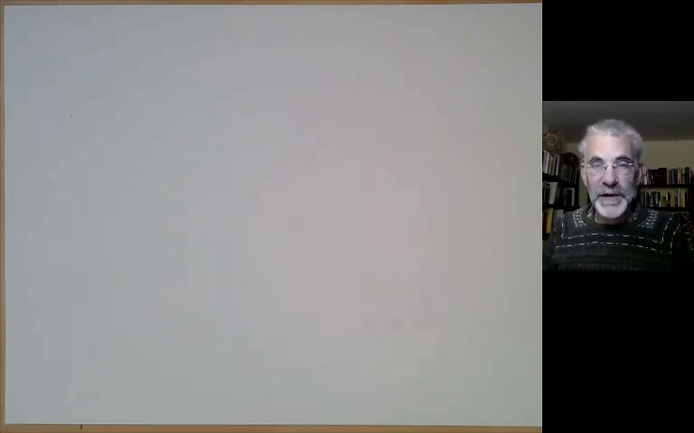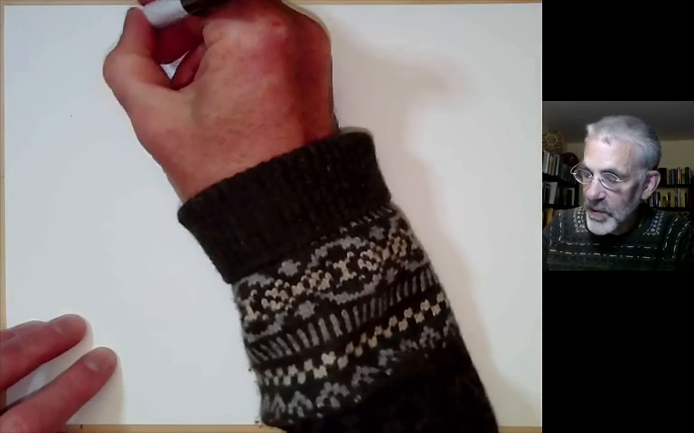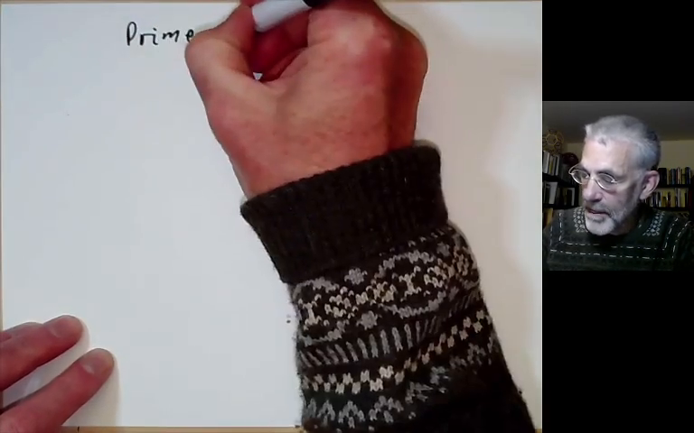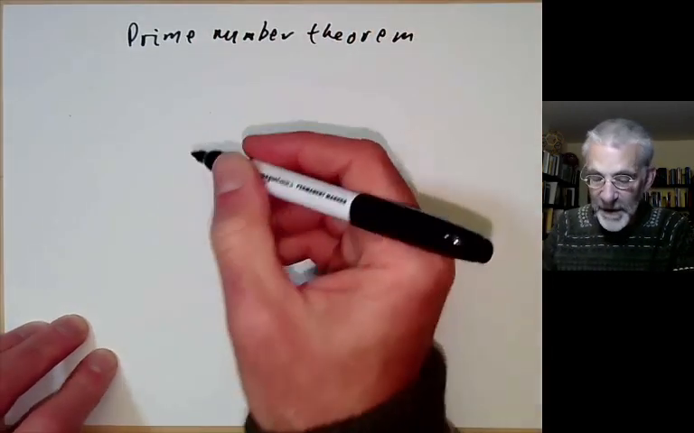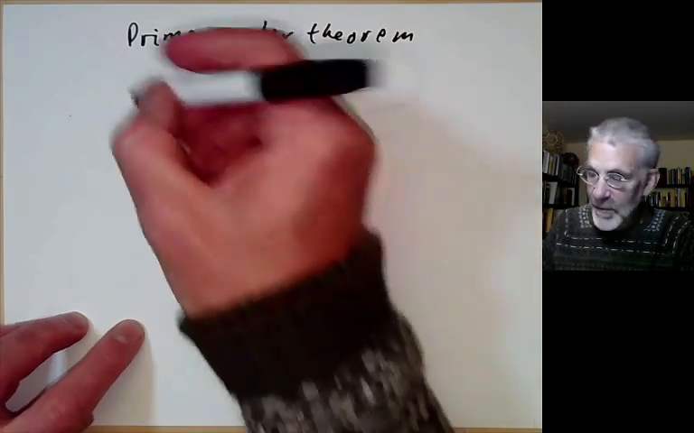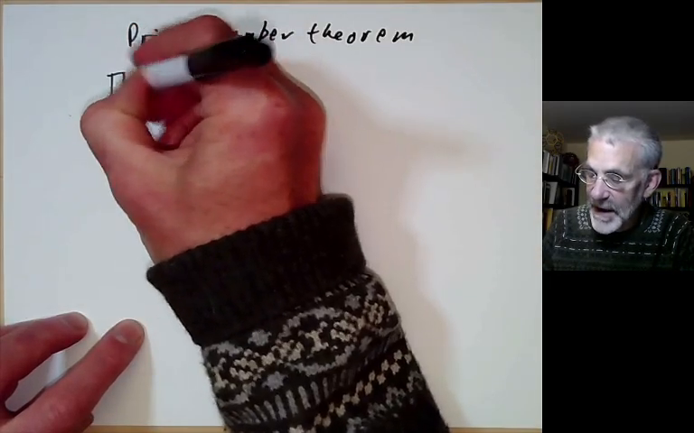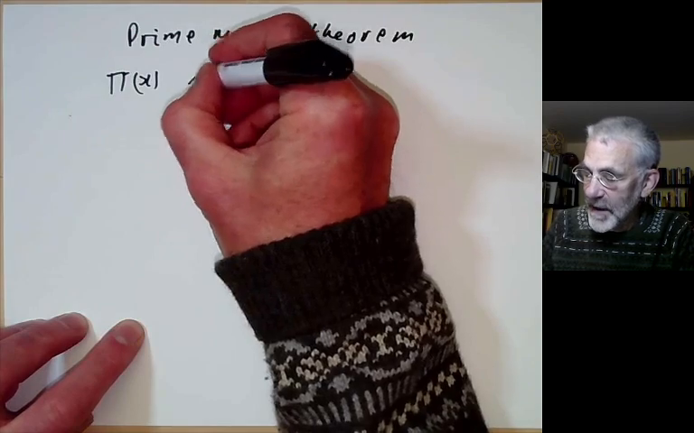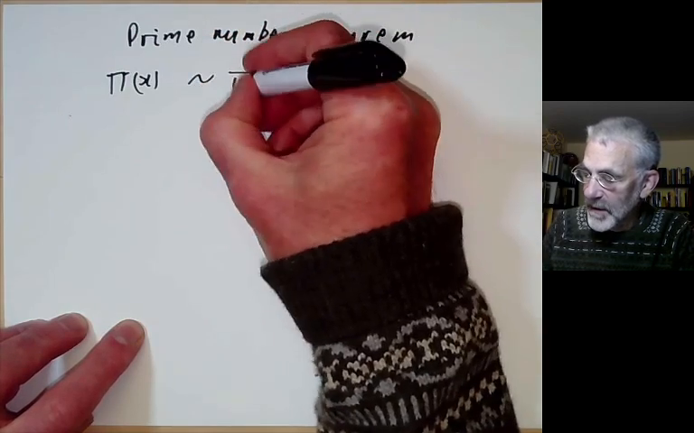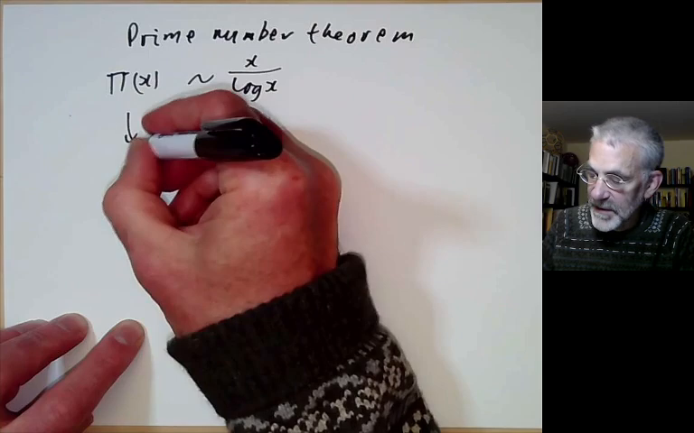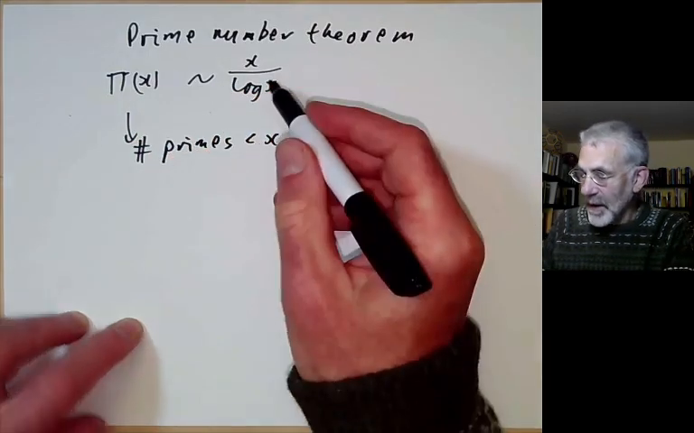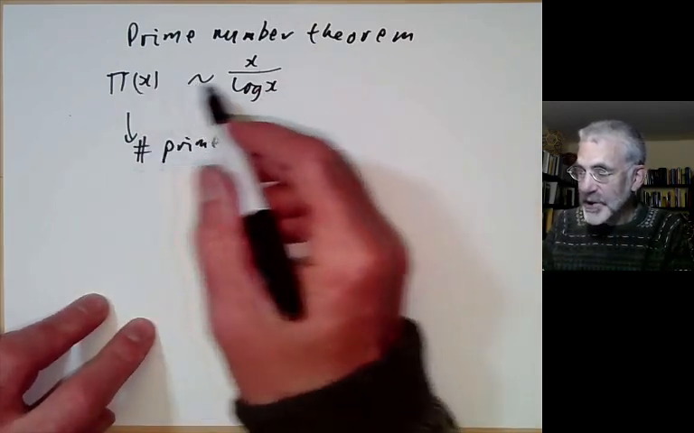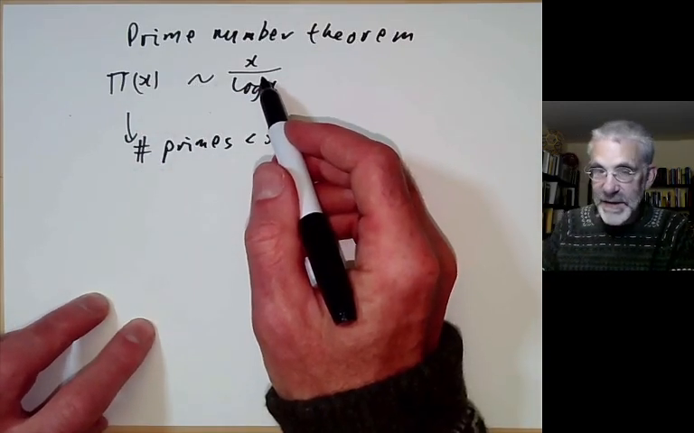This lecture is part of Berkeley Math 115, an introductory undergraduate course on number theory, and will be about the prime number theorem. This is the fundamental theorem of analytic number theory, and what it says is the number of primes less than x, which is usually denoted by pi of x, is asymptotic to x over log of x. And asymptotic means the ratio tends to 1 as x tends to infinity.